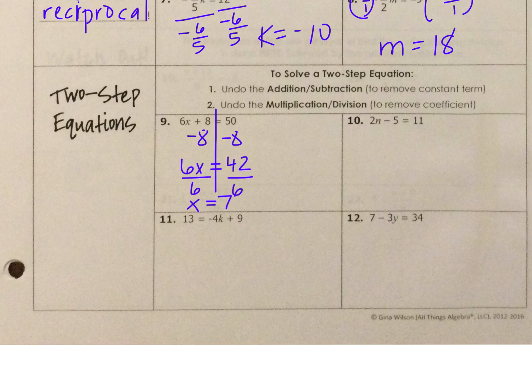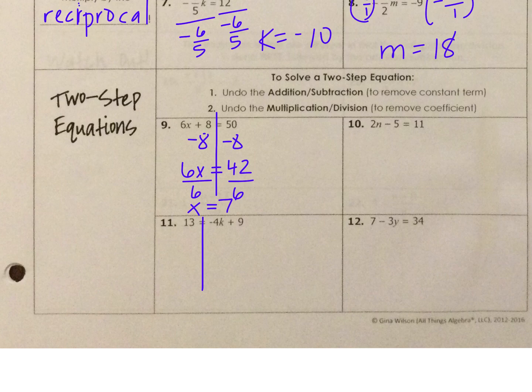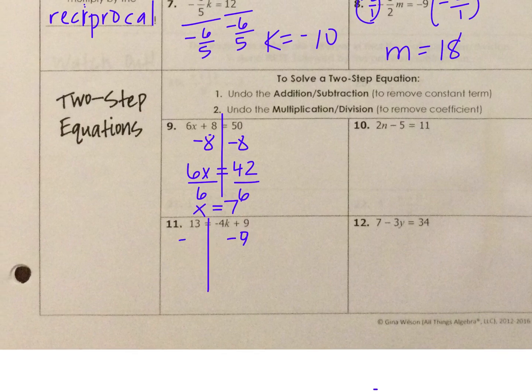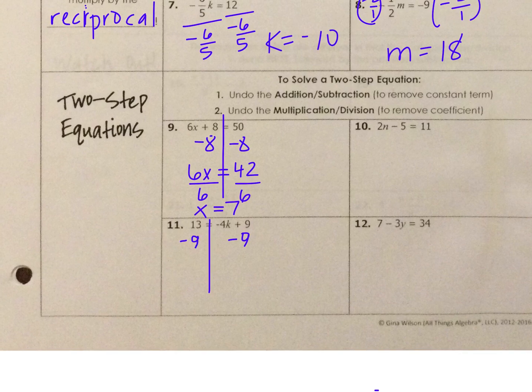You can do it. I'm going to do 11 for you right here. I see that my K is on the left side, so the first thing I need to move is to get just the regular old numbers together. So I need to move that 9. 13 minus 9 is 4. And on this side, all I have is a -4K left. Well, now we know we divide by -4. So I got a -1 on this side equals K.